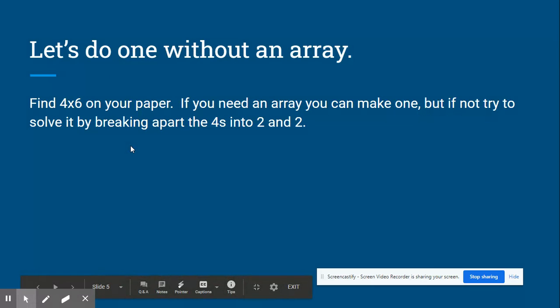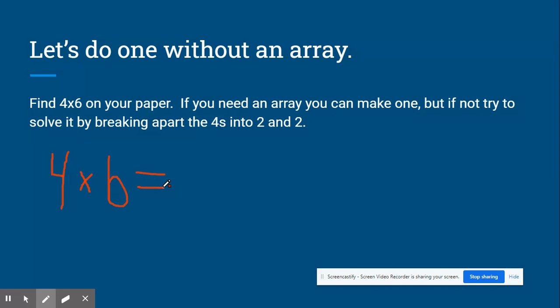All right, so now I'm going to take that array away. Everybody, I'd like you to get out a piece of paper. And on your paper, I would like you to do just what I am doing. You are going to do 4 times 6 equals. So I'm going to give you about 30 seconds to get this set up for me. So go ahead and do that.